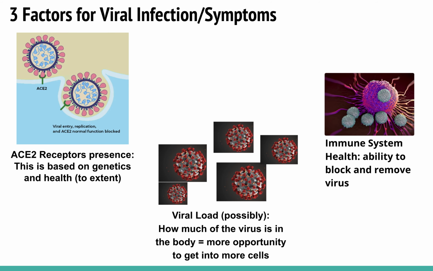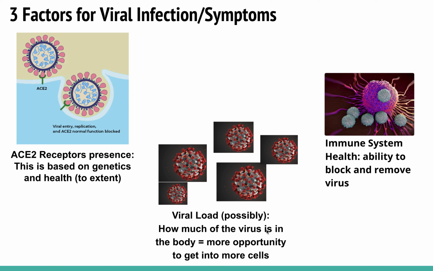All right, so 3 factors for viral infection symptoms: the severity of your symptoms and the chances of you being infected. One of them is just having those receptors present, which has a big component due to your genetics and due to your health to an extent, because your health may lead to higher expression of it, or just due to the medications you take. In addition to that, just having the virus in your body so it can get to the tissues with ACE2 receptors is really a huge factor.